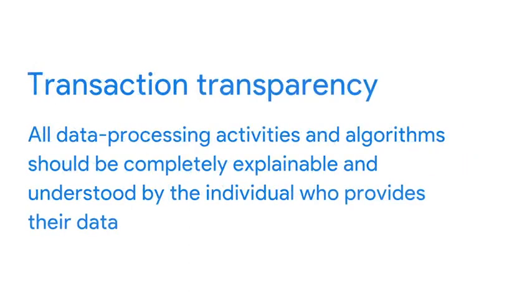Next, we have transaction transparency, which is the idea that all data processing activities and algorithms should be completely explainable and understood by the individual who provides their data. This is in response to concerns over data bias, which we discussed earlier is a type of error that systematically skews results in a certain direction. Biased outcomes can lead to negative consequences, so to avoid them, it's helpful to provide transparent analysis, especially to the people who shared their data. This lets people judge whether the outcome was fair and unbiased, and allows them to raise potential concerns.